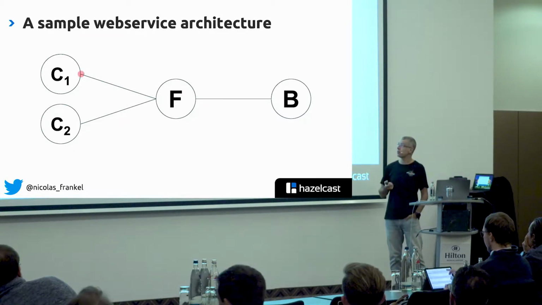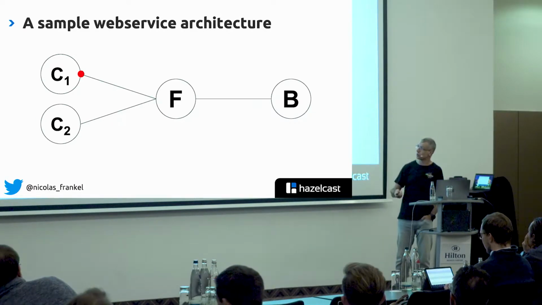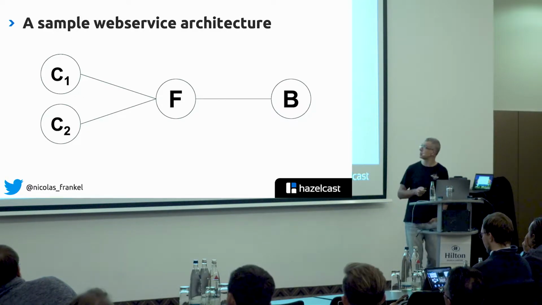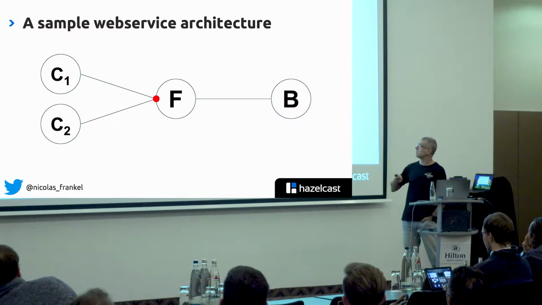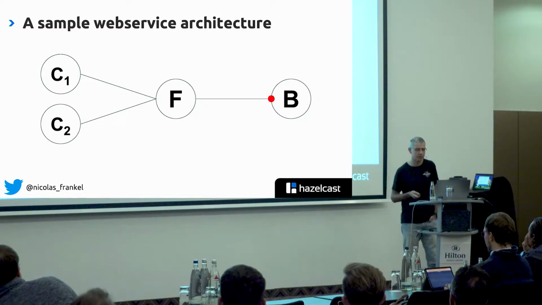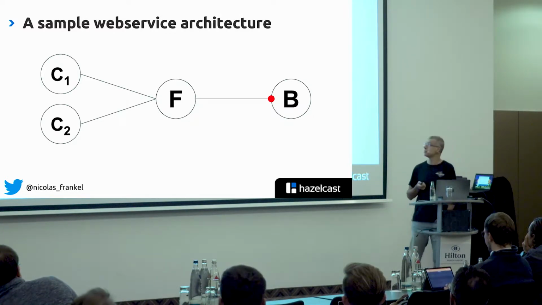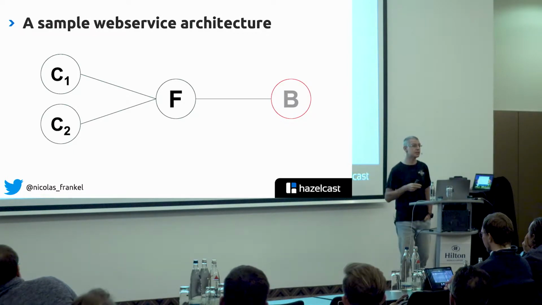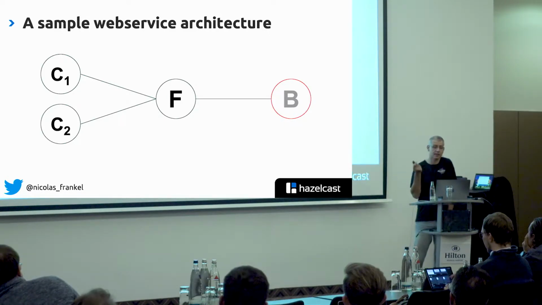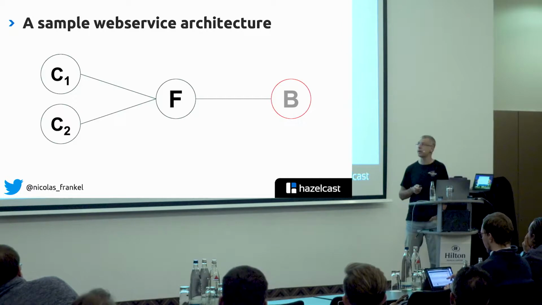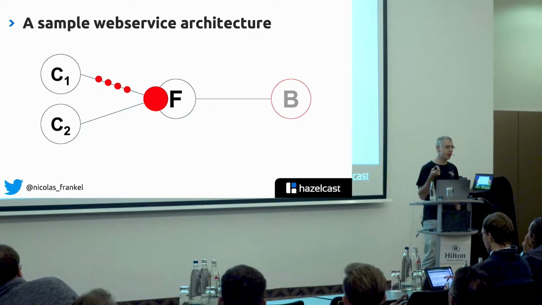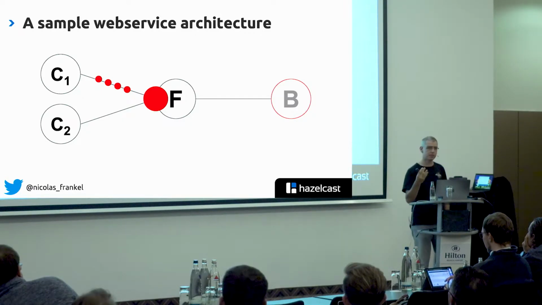What happens is, if everything works out, we have requests that go from one of the clients, and then it's forwarded to B, and everything is fine. And then the client gets the response, everything is fine. But now, for some reason, B goes down. Perhaps B is up, perhaps it's the network that is down between F and B, you don't know. But at some point, F is not able to contact B anymore. So all of your requests get stuck on the front web service.